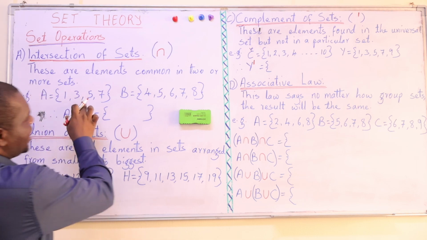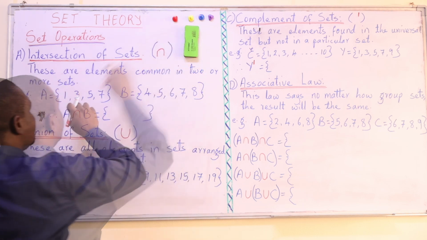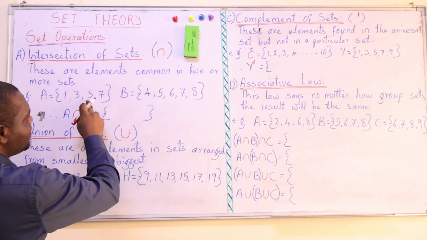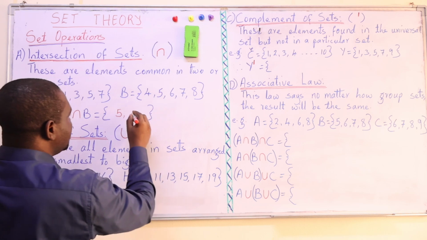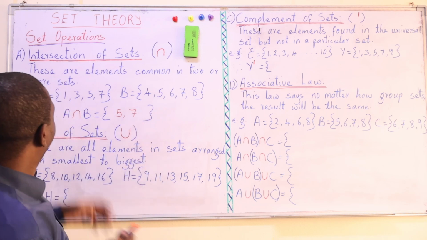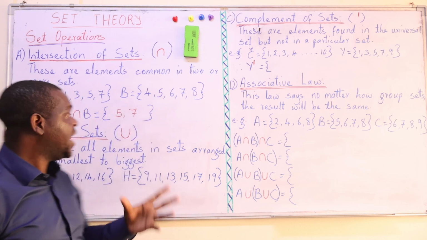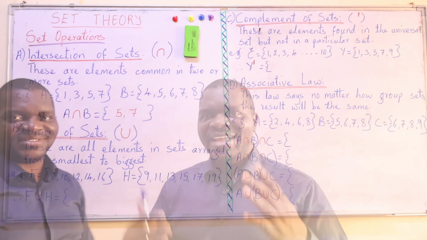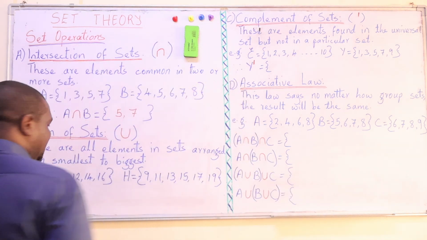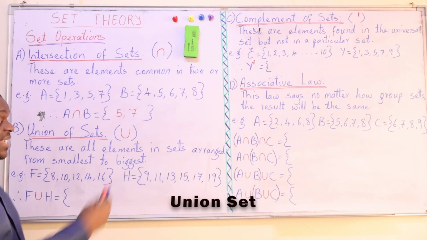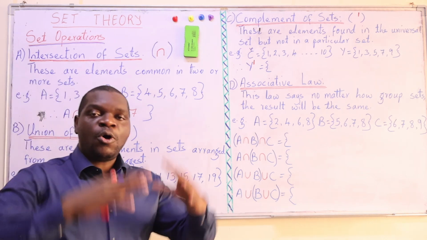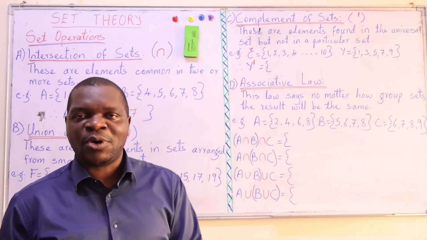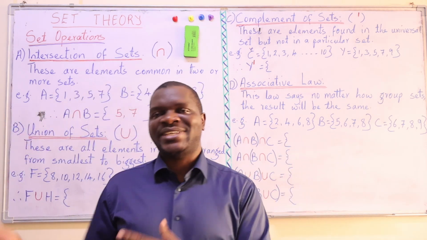So let's look at the elements that are common in A and in B. We have 5 here and there is 5 here. Then we have 7 and there is 7 here as well. For our intersection of set A and B, we have 5 and 7. Let's quickly go to union of a set, and it is denoted by this sign. Union of a set simply means all the elements in 2 or more sets put together.